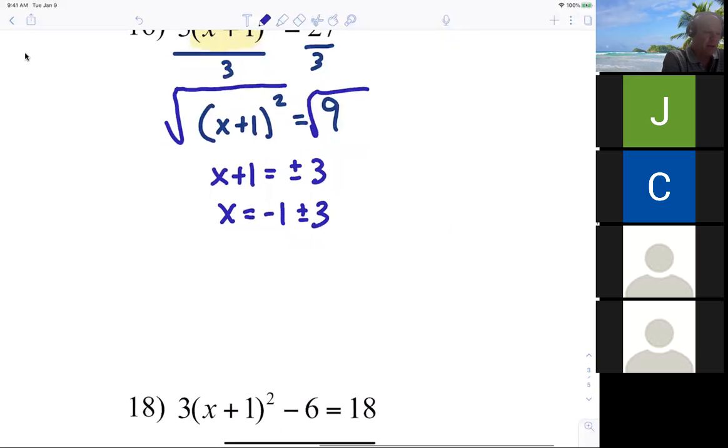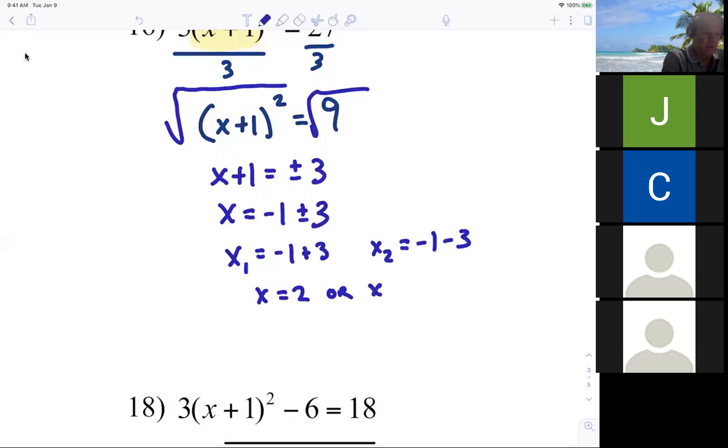Okay, so now I have x. The first answer is negative 1 plus 3, and the second answer is negative 1 minus 3. So again, x could equal 2 or x could equal -4. Somebody speak up if they're having troubles with that. Any questions?